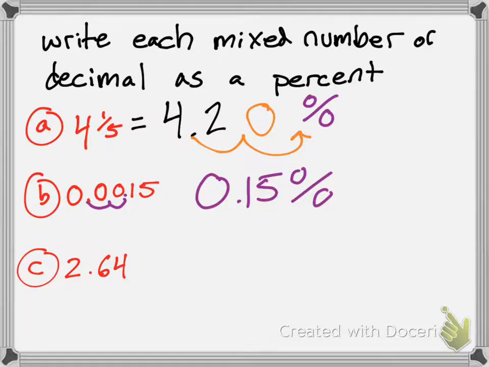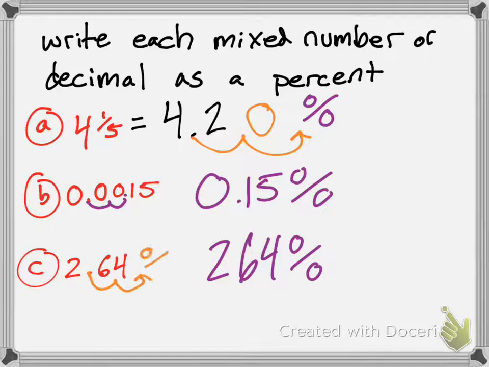Lennox, what is the percent for C? I think it's going to be 264%. Yes, 264%. Again, all we did was go 1, 2, towards the percent sign. That's how we remember to turn decimals into percentages.